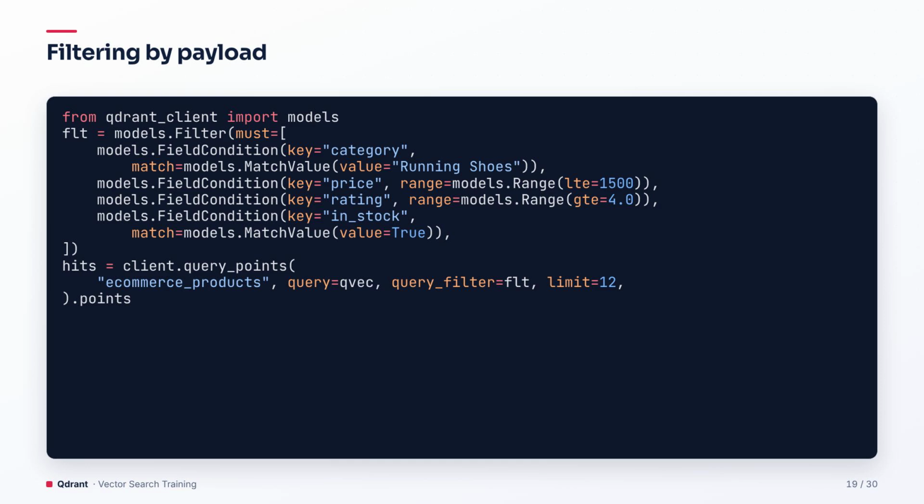You build a filter with must conditions, a keyword match on category, a range on price and rating, a Boolean on stock, and pass it alongside the query vector. Because those payload fields are indexed, filtering stays fast, even when the conditions are very selective.